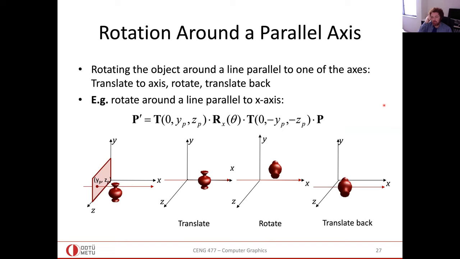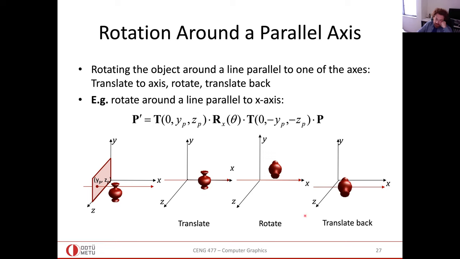Another kind of special restricted rotation is rotation around an axis parallel to a known axis, like the x-axis. So I will rotate around the red axis here, but this is not that arbitrary because it is parallel to a known axis, like the x-axis. This red axis passes through a point called yp, zp. Actually, it will always be yp, zp along this line, as you can see. I will only change the x component.